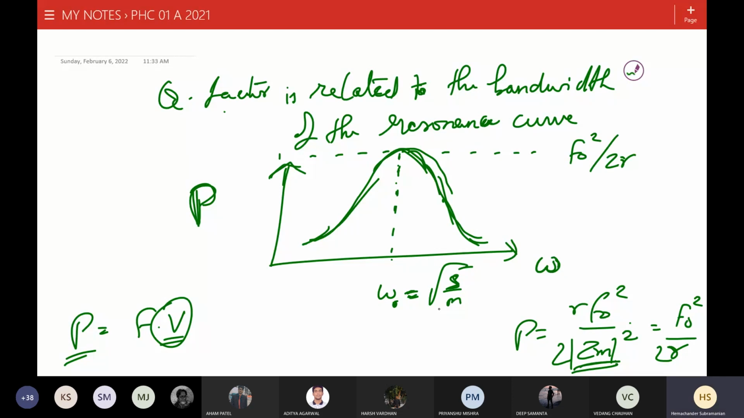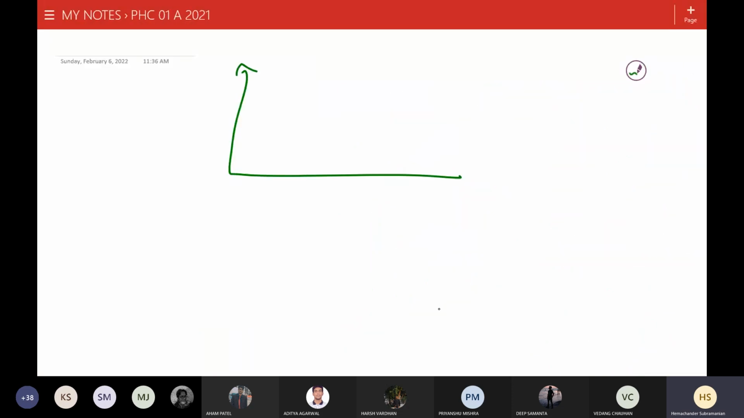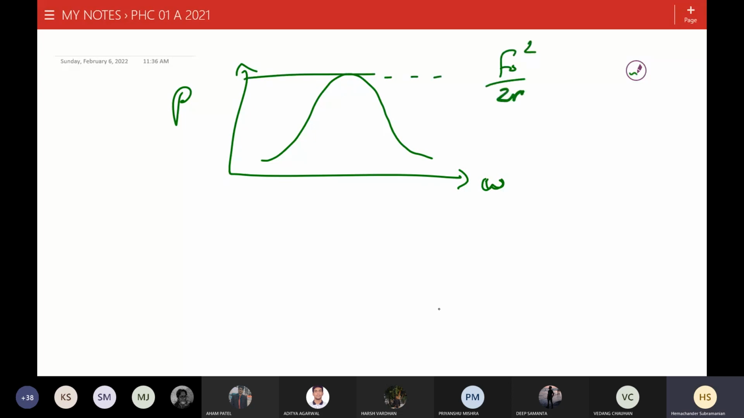Now we have to define what a bandwidth is. Let me draw that again. This is P. This is my curve. This is omega. This is your maximal P, which is F naught squared over 2R. I guess you guys understand what this curve is, right? So what this curve means, let me explain it again.